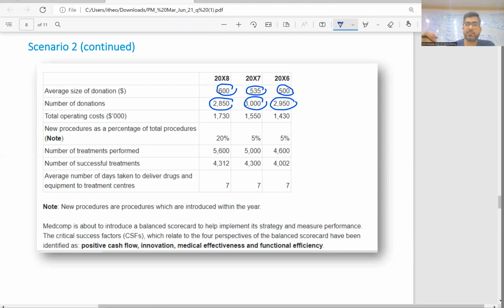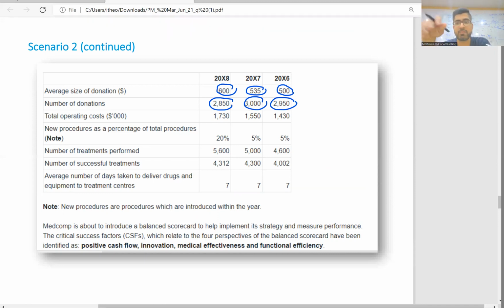That was the average size, that if I'm giving $10, the size of donation is $10. If one person is paying $500, size of donation is 500. So average size of donation is 500, 535, 600, and the number of donations you can multiply to get the total revenue or funds. Operating costs are 1430, 1550, 1730.